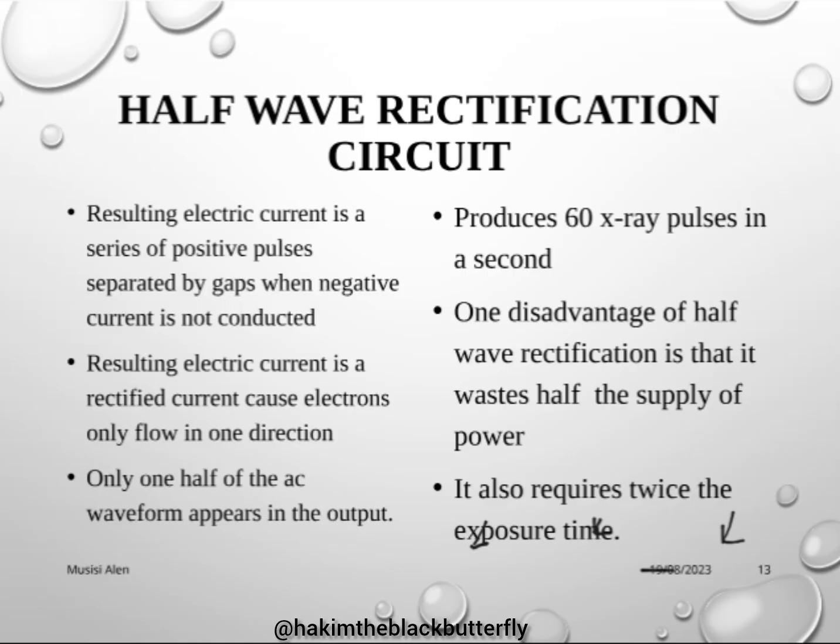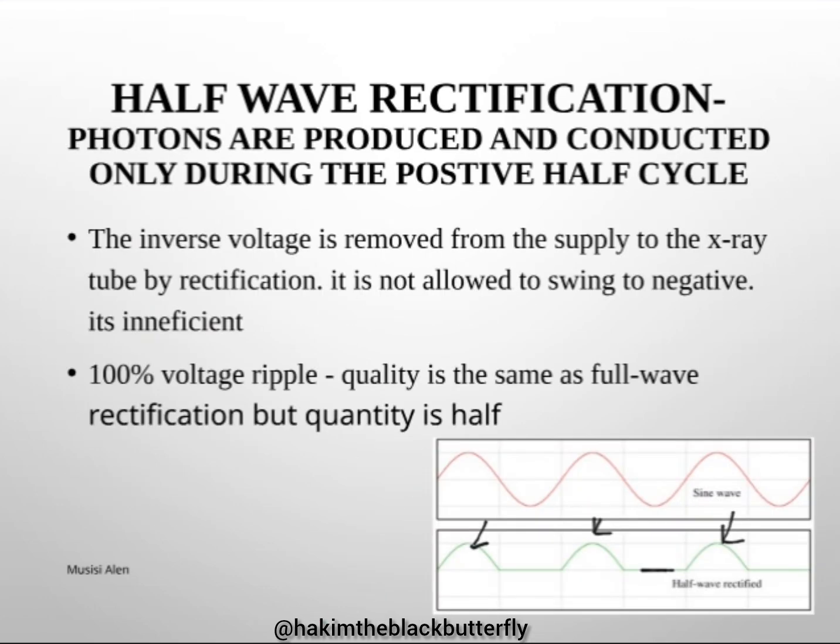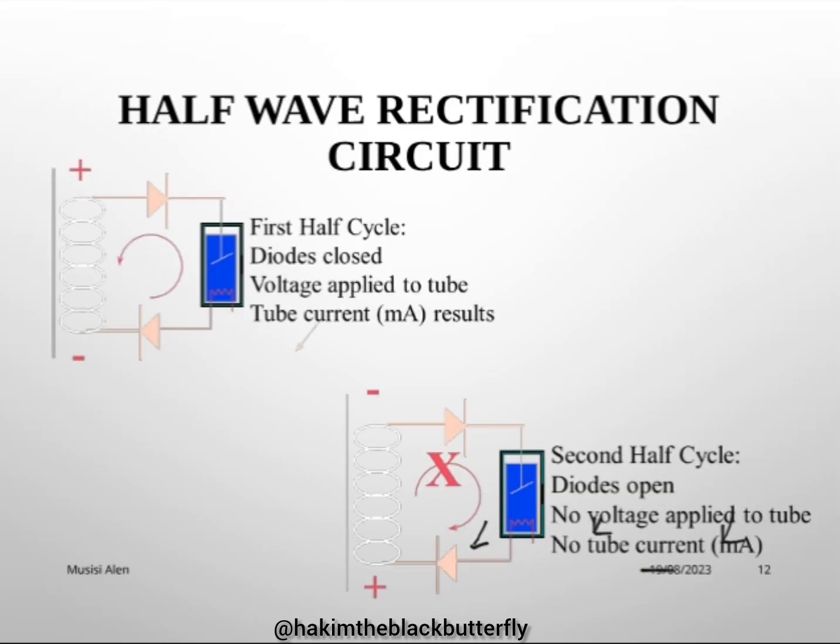So in half-wave rectification circuit, the resulting electric current is a series of positive pulses, as we have seen, separated by gaps when negative current is not conducted. This is a pulse, this is a pulse, this is a pulse. These are separated by a series of gaps when the negative voltage was removed from the system.